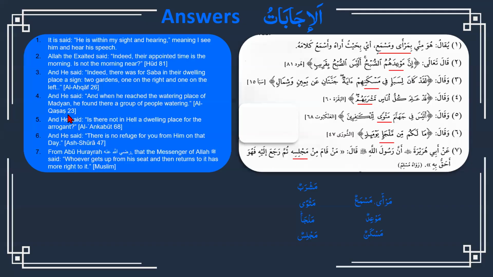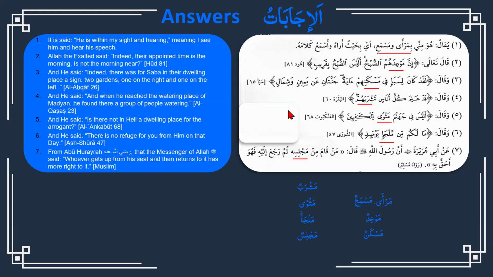So that's the translation for this. And he said, indeed, there was for Saba in their dwelling. Dwelling is the place to live where they stayed, which could be a place or a house or a palace, it could be anything. A place, a sign, two gardens, which is Jannatan, one on the right and one on the left, which is Yamin and Shimal.